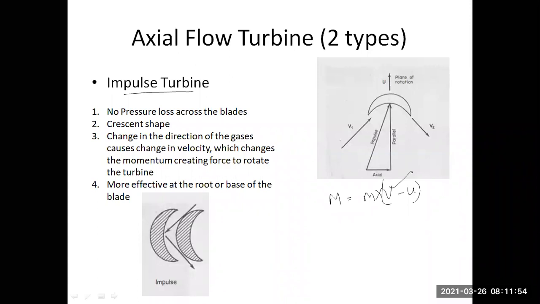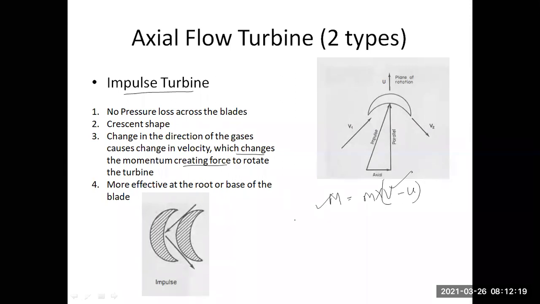But what is happening here? V1 is coming, striking and going out. But what is happening with V1 and V2? Even though they are numerically equal, the direction is changing. That means this will become negative and this will become positive, right? So there is a change in momentum. And whenever there is a change in momentum, force is produced, right? See, change in momentum will cause the force, and that force is required to rotate the turbine disk. Understood this?